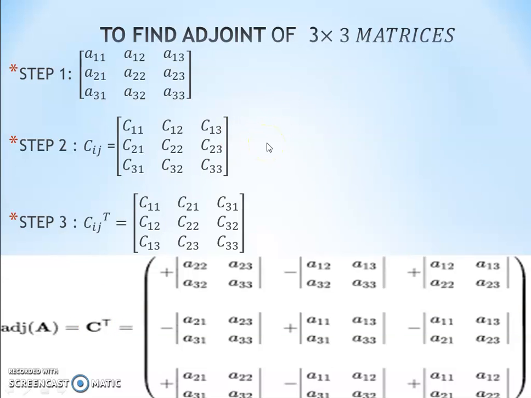It is a better approach to remember the steps. First, you have to write A11, A12, A13, A21, A22, A23, A31, A32, A33. Then we take the Cij: C11, C12, C13, C21, C22, C23, C31, C32, C33. Then take the transpose, where rows are converted into columns. For the sign, 1 plus 1 is 2, so it is plus, the middle is minus, and the last is plus. C21, C12, C23 and C32 are negative. The remaining are always positive. We must use this trick.